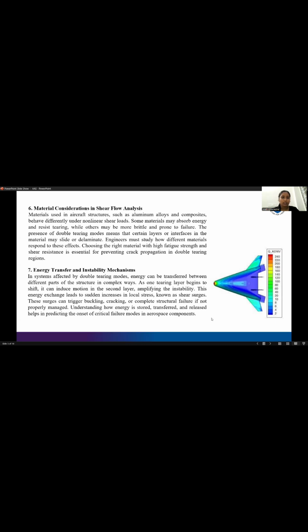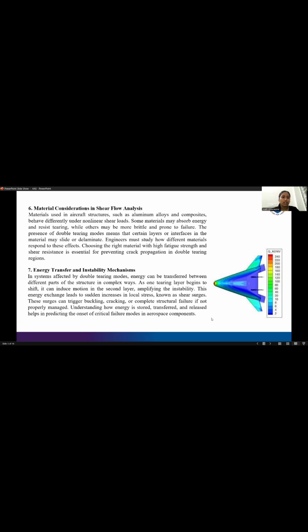The presence of double tearing modes means that certain layers or interfaces in the material may slide or delaminate. Engineers must study how different materials respond to this effect. Choosing the right material with high fatigue strength and shear resistance is essential for preventing crack propagation in double tearing regions.